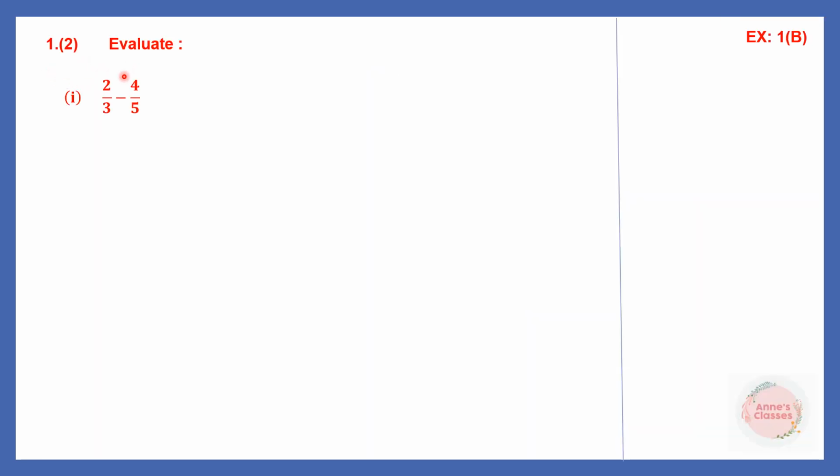Question 2, evaluate. Now here, first one, as you can see, is subtraction. We did addition of rational numbers and we studied some properties. Some of those properties are the same for subtraction also, like the closure property. The closure property says that when you add two rational numbers, your answer is a rational number. Similarly, when you subtract two rational numbers, your answer is a rational number. So that is applicable, whereas we had the commutative property and the associative property in addition, which is not applicable for subtraction. So let's begin.